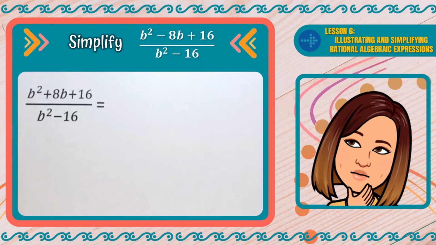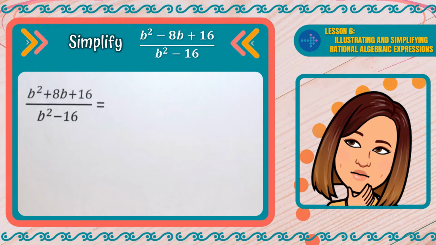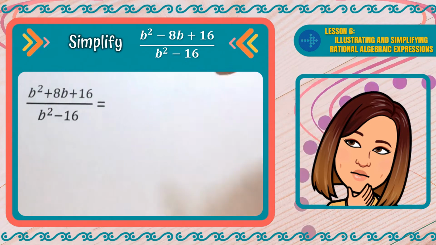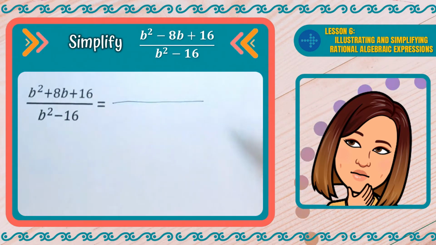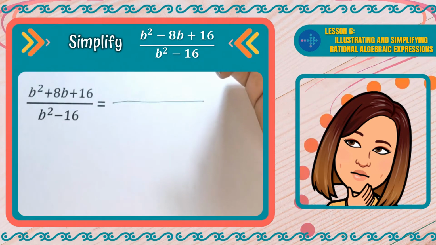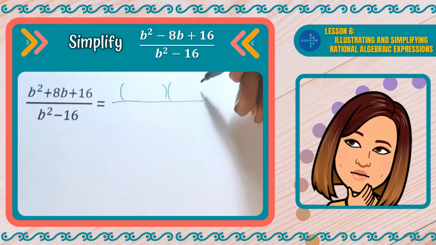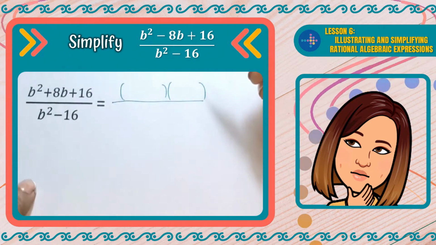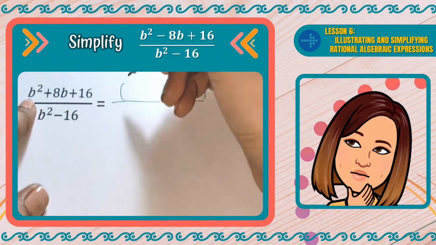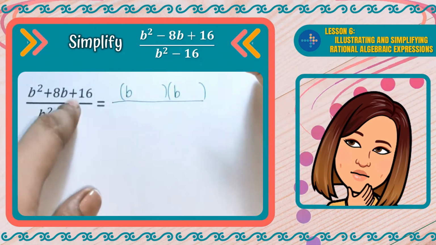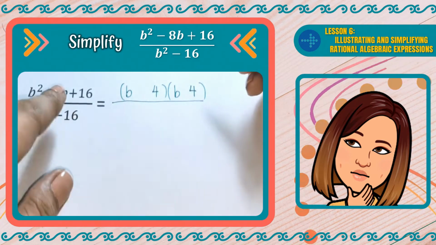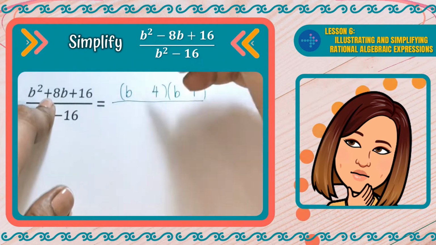The given is b squared plus 8b plus 16 all over b squared minus 16. So factor the numerator and the denominator. In the numerator, we have a PST, or perfect square trinomial. So kapag PST, ang factors niya, dalawang binomial na magkapareho. Kailangan lang natin yung square root ng first term at ng last term natin. Square root ni b squared ay b, and square root ng last term natin na 16 ay 4. Since positive si middle term, therefore, plus sign.